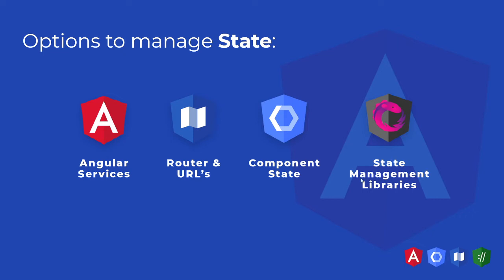And the state management libraries are the fourth one. These are like NgRx and other libraries. They are also used for managing the state. But beyond those, Angular services, Angular routers, and component state are also ways through which you can manage the state in an Angular application.